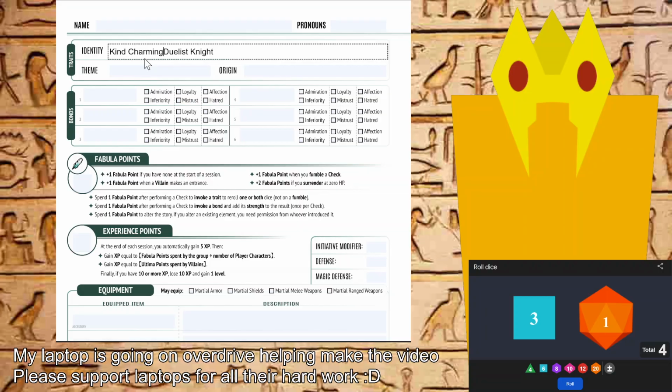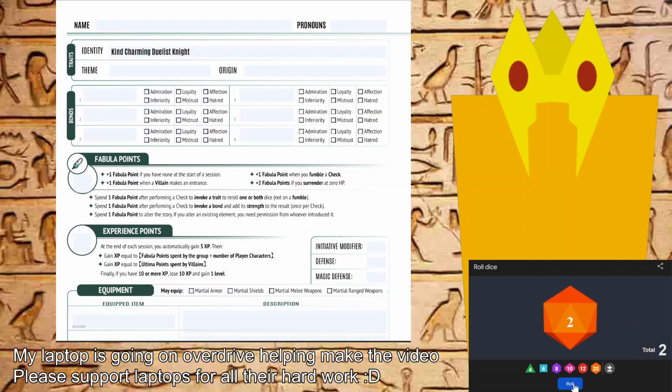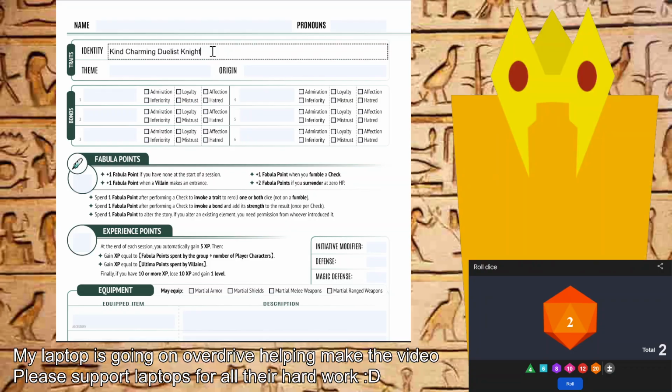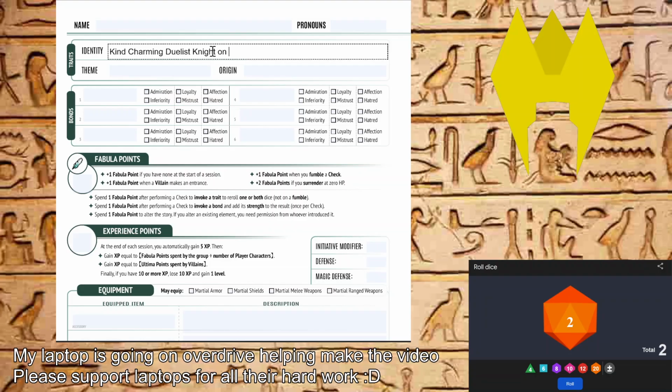Now for a detail, which we just roll a d6 for. So we're just going to get rid of that and roll this. And we get a 2. We are on the run, apparently. That is interesting. I wonder what could have happened to our character to be on the run.